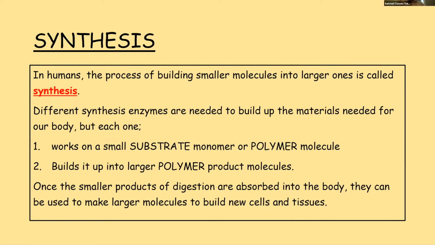Once the smaller products of digestion are absorbed into the body, they can be used to make larger molecules to build new cells and tissues. You might be wondering what the link in this is, but the digestion of the foodstuffs that we eat provides raw materials for our body to then build new things that we need. We can't take everything we need from our food, but we can use the raw ingredients to build it, which is why we need enzymes that break down and enzymes that build up.